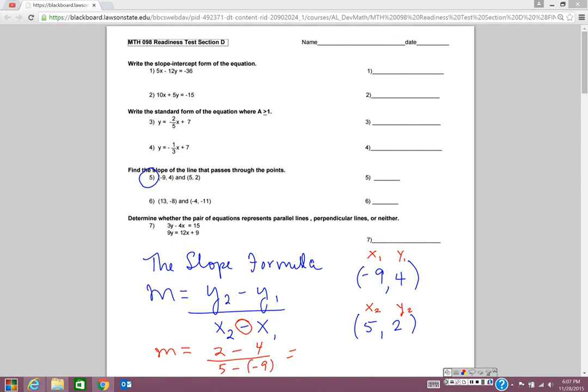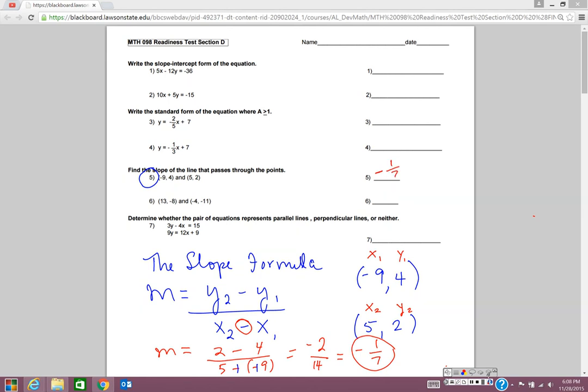2 minus 4 is negative 2, and 5 minus a negative 9, of course, we can change this to positive, positive, which makes this 14. We can reduce that to negative 1 over 7. So the slope here, usually represented by the letter m, is negative 1 over 7.